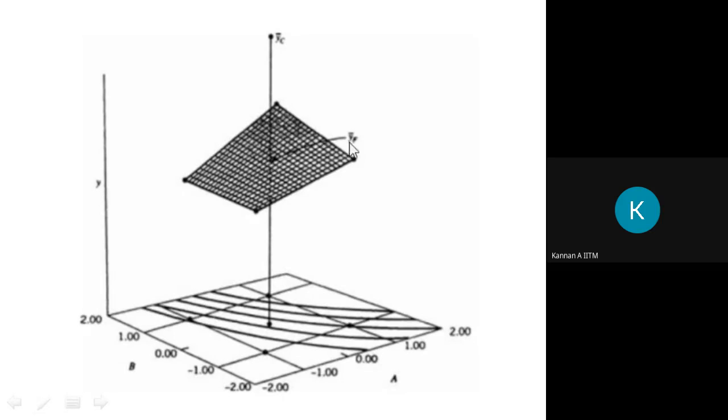This is what you would expect when you have a planar surface. But if the surface is curved like an inverted saucer or an inverted cup, then the average of the center points may be sitting somewhere here, and the corner points may be having an average of some value here. y bar f is this value, y bar c is the center points. We want to see whether y bar c is very close to y bar f or very far off from y bar f, and then we can detect curvature in the plane.